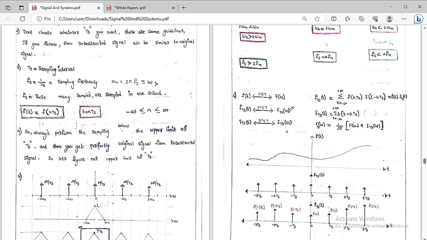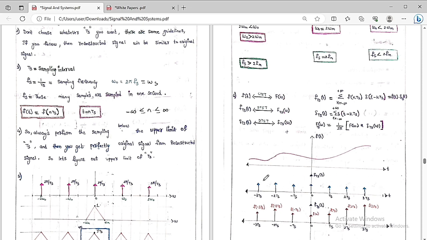Now, let us see the analysis. This analysis I have already told you, but let me explain again in some detail. For f of t, the continuous time Fourier transform is f of omega. So this is the f of t signal. And this is the impulse train.